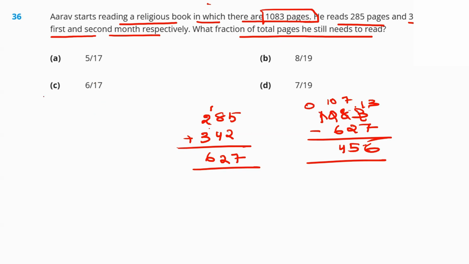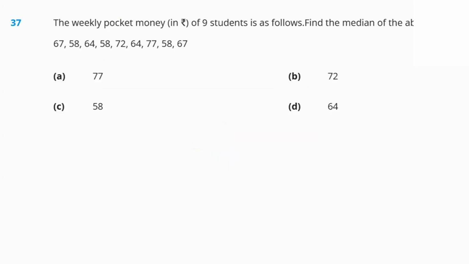So what is the fraction still to be left? 456 by 1083. 456 by 1083 when simplified gives you 8 by 19. Option B is the answer, the required fraction.